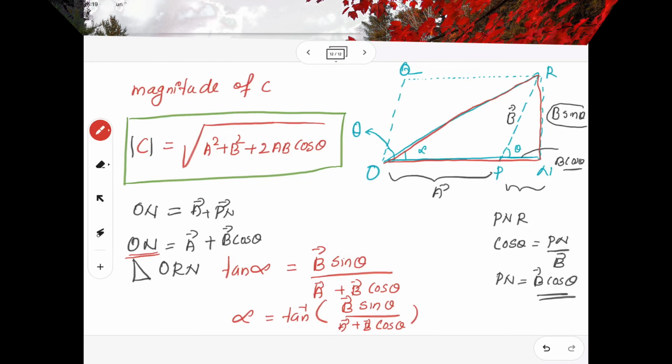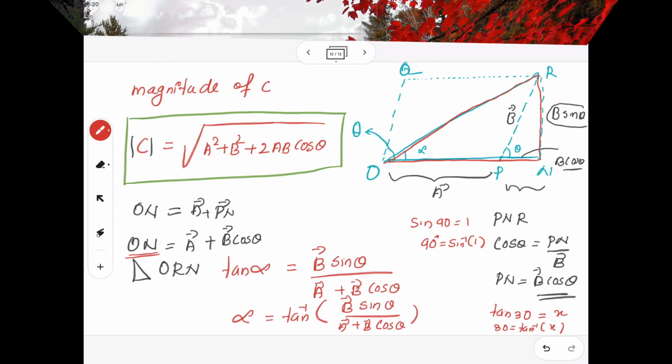Don't be afraid of tan inverse. It is nothing, just a mathematical step. For example, if tan 30 is x, then 30 will always be tan inverse of x. That's all. Or once again, what is sin 90? Sin 90 is 1. Then 90 will be sin inverse of 1. That's all. So here alpha is equal to tan inverse of vector B sin theta divided by vector A plus vector B cos theta.